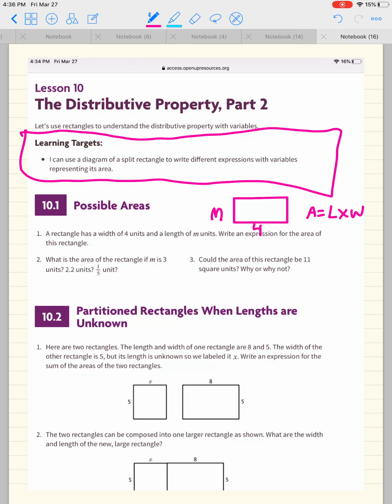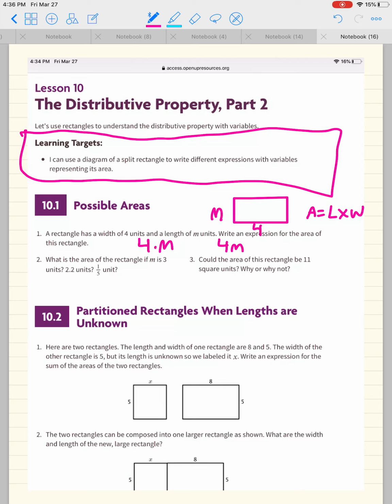Okay, so remember area is length times width. And so we're writing an expression, and it's going to be 4 times m or 4m. Both of those would be an appropriate expression to represent that. It's okay that you don't know what m is yet.